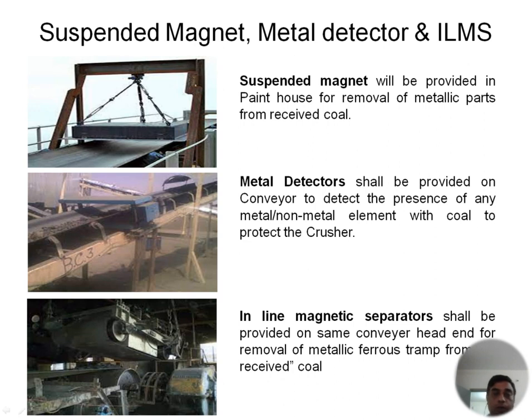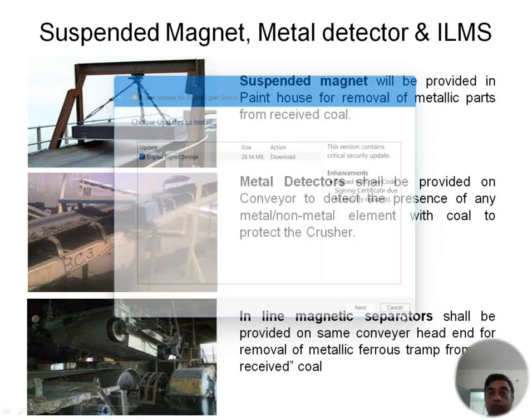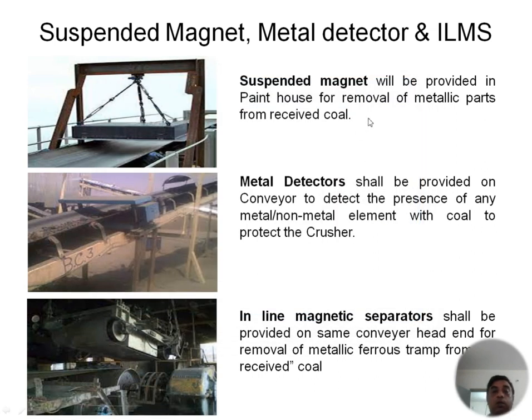In coal handling plant, we install suspended magnet, metal detector and inline magnetic separator. Suspended magnet is used for removal of metallic parts from the coal. Normally suspended magnet is installed in penthouse.